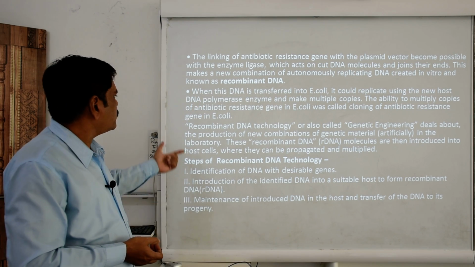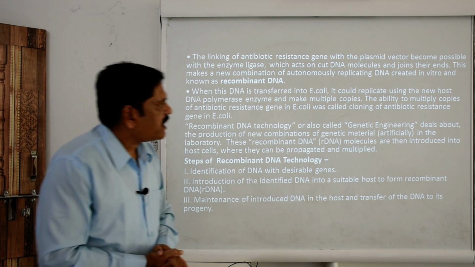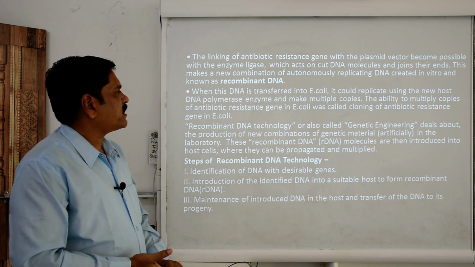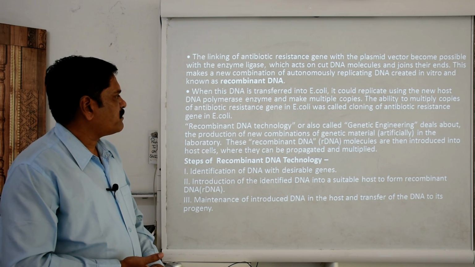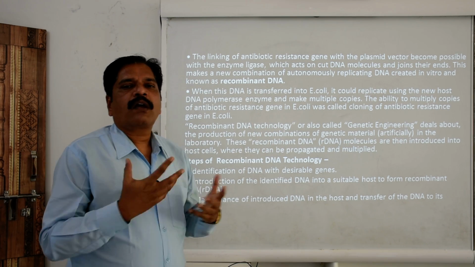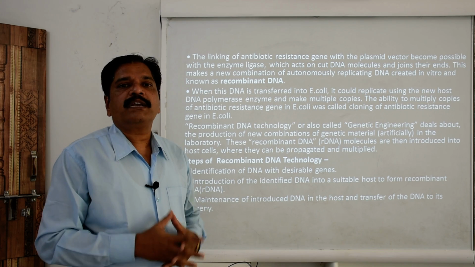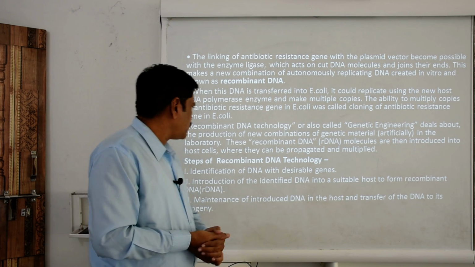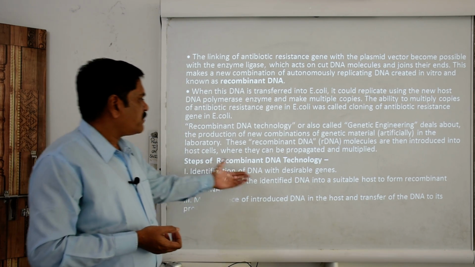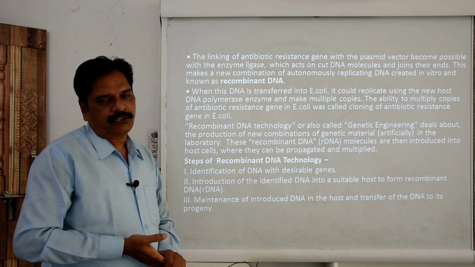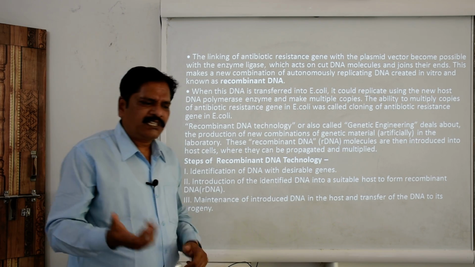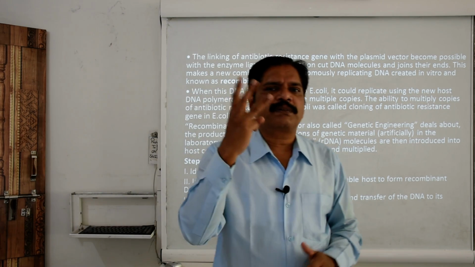Clear? Now, it deals with the production of new combinations of genetic material in the laboratory, and these recombinant DNA molecules are then introduced into host cells where they can be propagated and multiplied, as we learned in the previous point, how we can make copies of this newly produced hybrid DNA. Now we are going to discuss the steps of recombinant DNA technology. So first of all, identification of the DNA with the desirable gene. That means this is the desired gene which we need. Nowadays this desired gene can be obtained in three forms.